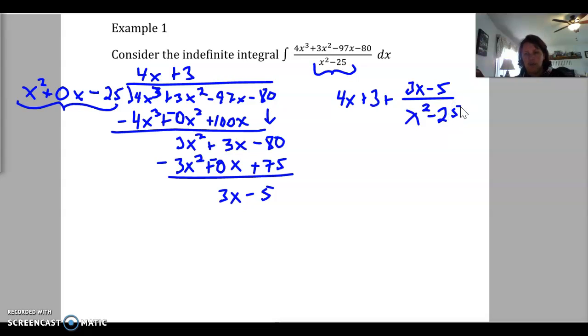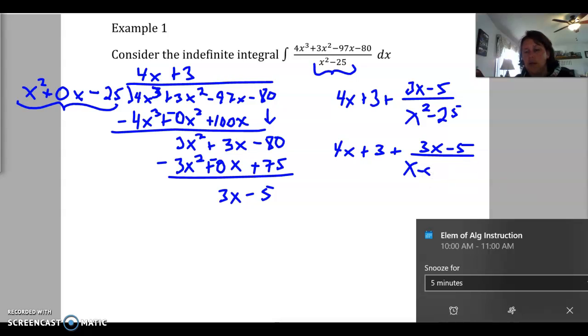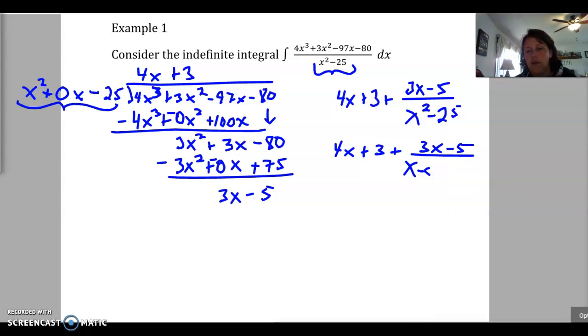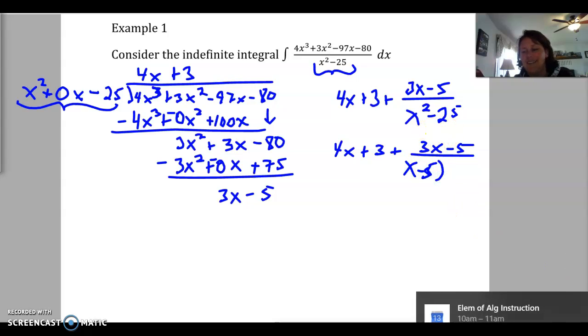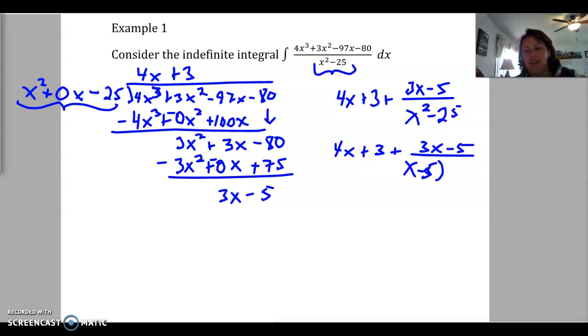Now we have to decide if we need to continue on with partial fractions or if we can go directly to integration. In this case, we have x squared minus 25. It is a quadratic, but we can factor it. So let's rewrite that as 4x plus 3 plus 3x minus 5 over x minus 5 and x plus 5.